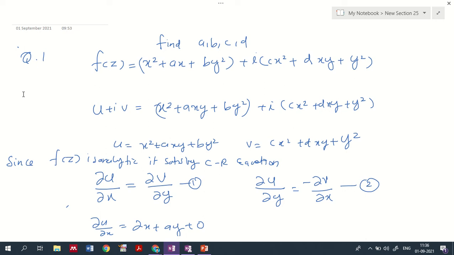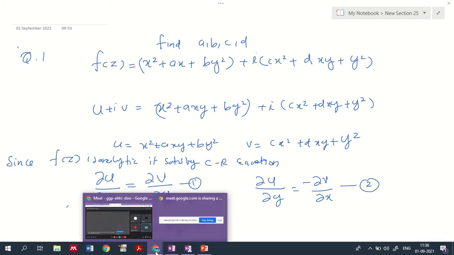Some of you may already have done it. Those who have not, let me explain how to do that. Here you need to identify basically the a, b, c, d that are represented here.